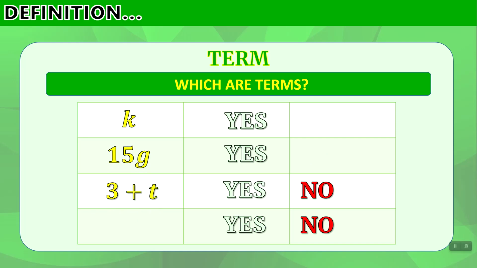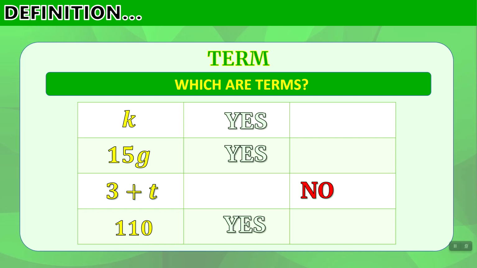3 plus T, is that a term? No, 3 plus T is actually called an expression, which you will learn a little later on. It contains two terms, 3 and T. So this is not a term. 110, is that a term?